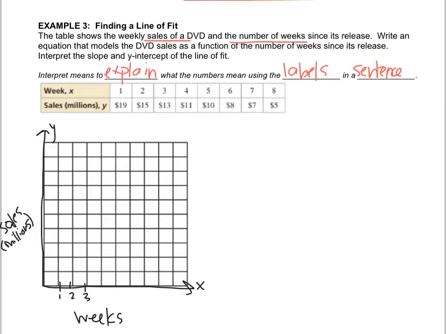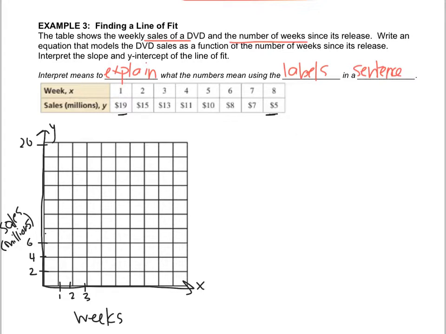And my lowest sales is 5, and my highest sales is 19. So I don't think I can go by ones because I don't think it's 19 boxes high. But I could probably go by twos. Oh, perfect by twos. So 2 million, 4 million, 6 million, and then I will go all the way up. That would be 20 right up there.